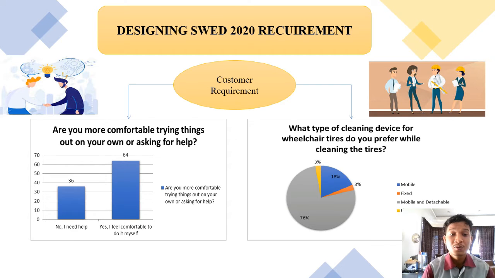Assalamualaikum. Next, we go through the design requirements of Swed 2020. For the customer requirement, you can see from the bar graph that 64% of respondents feel comfortable doing it by themselves. Next we go through the pie chart. 76% chose mobile and detachable as they prefer to be more independent wheelchair users. So they prefer to do the task on their own.